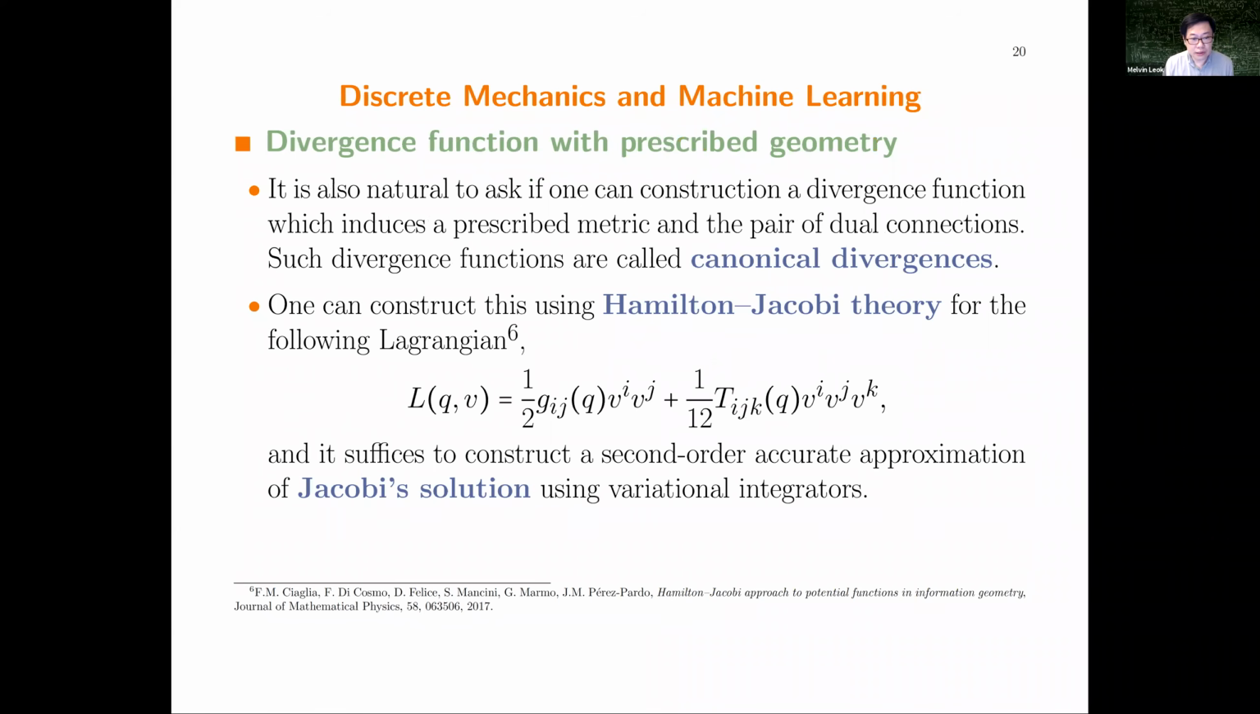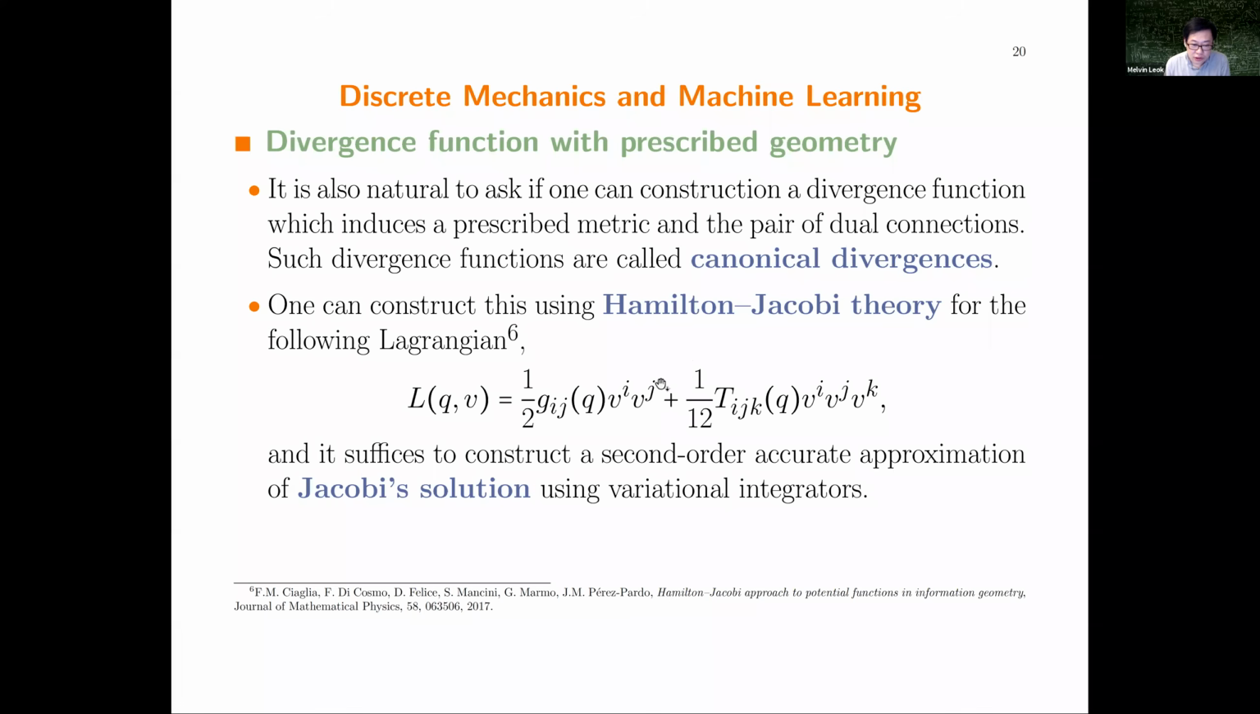Okay. But the other thing which I talked about is this idea of canonical divergences, which is sort of the inverse problem. Given a metric and given a pair of affine connections, can you construct a divergence function which generates that specific metric and that specific pair of affine connections? And one way to do this, it's obviously not unique, okay, is to use Hamilton-Jacobi theory applied to this particular Lagrangian.